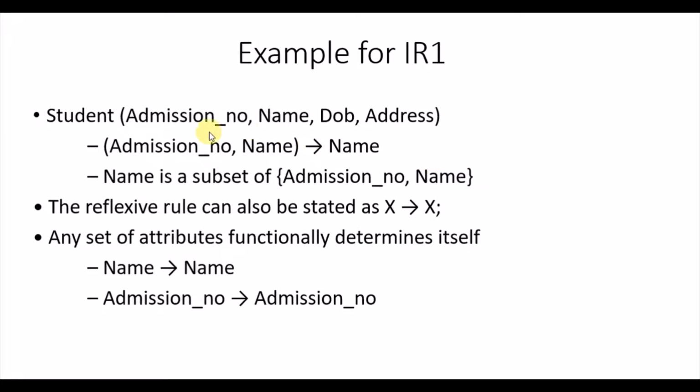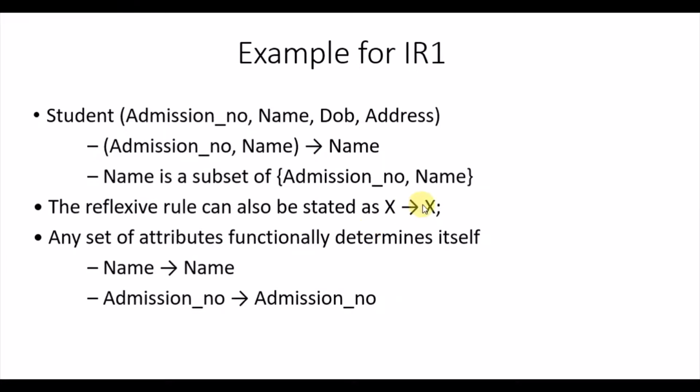The reflexive rule can also be stated as X implies X. A set of attributes always determines itself. So any set of attributes functionally determines itself, that is, name to name or admission number to admission number. That is by default. This is the first inference rule, the reflexive rule.